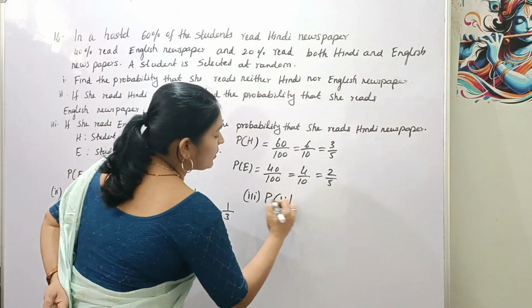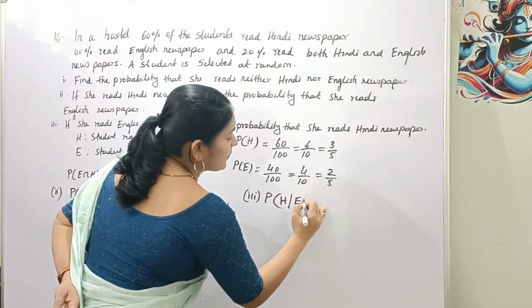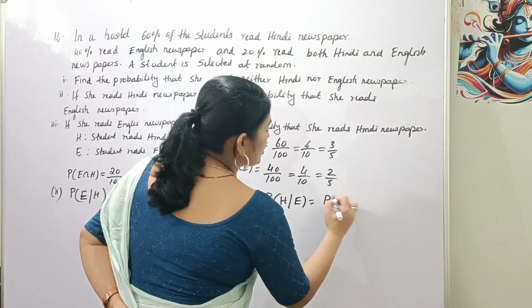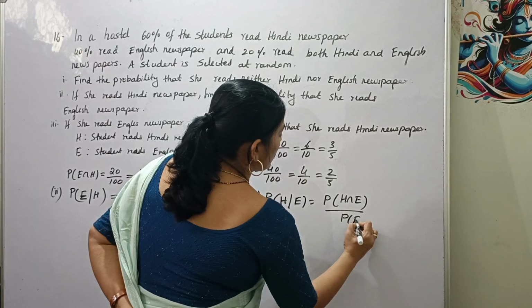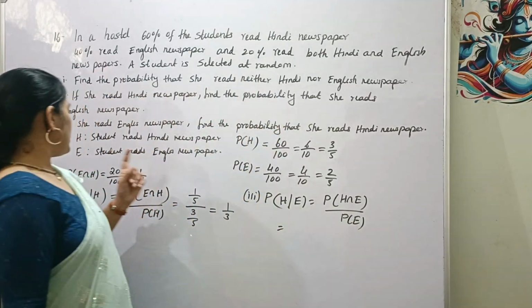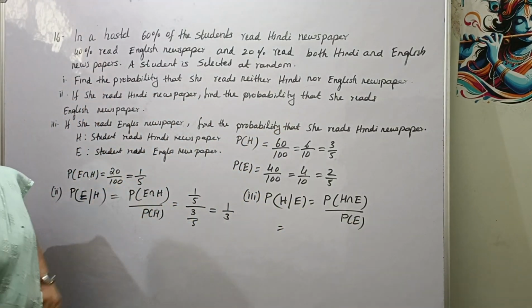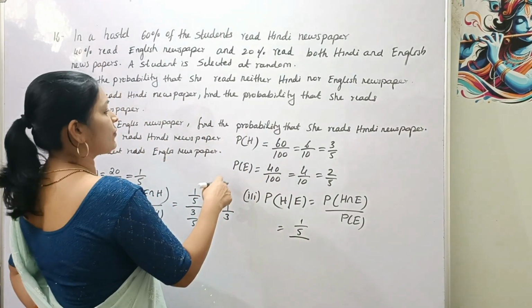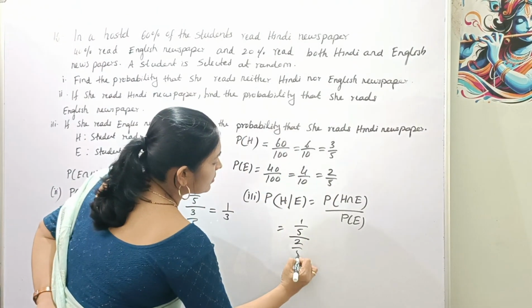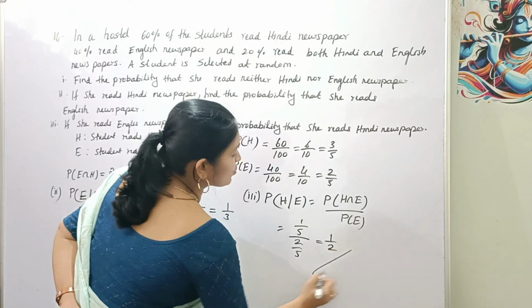So probability of H given E is equal to probability of H intersection E divided by probability of E. That is equal to probability of H intersection E, which is 1 by 5, divided by probability of E, which is 2 by 5. So it is equal to 1 by 2.